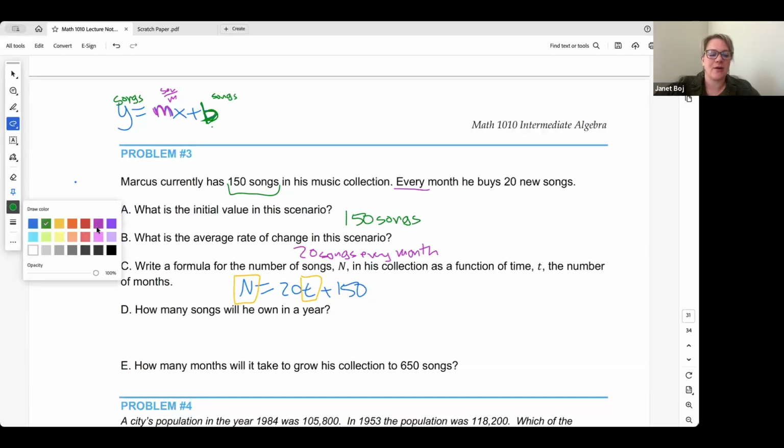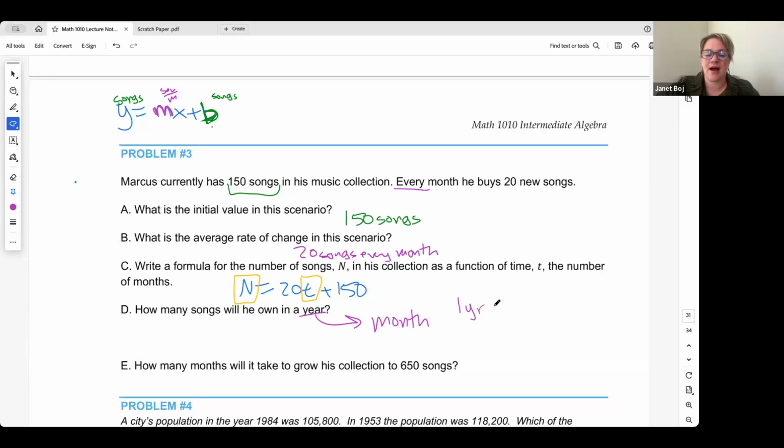How many songs will he own in 1 year? Uh-oh. We're talking about months here, not years. This is songs per month. If you focus on your units, then you'll never make a mistake when you need to convert. In 1 year, I'm talking about months in my situation, so I know that in 1 year I have 12 months. So what do I plug in? I plug in 12. Where do I plug it in? T for time.